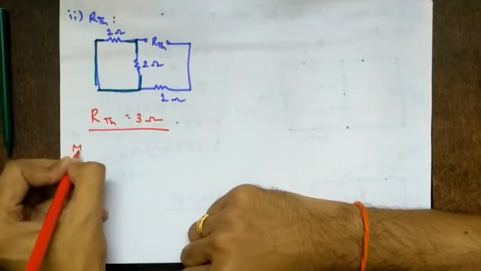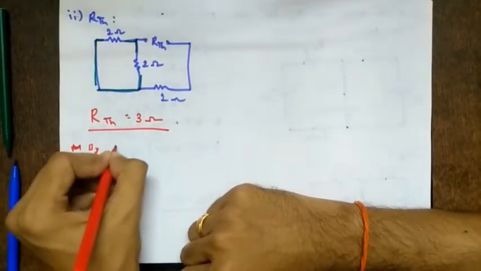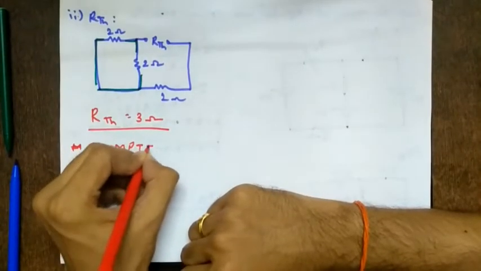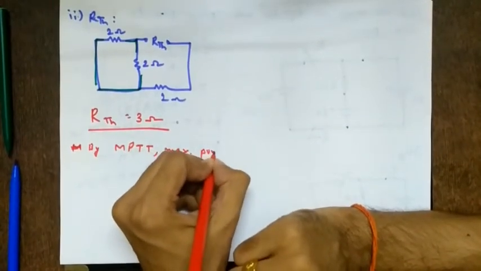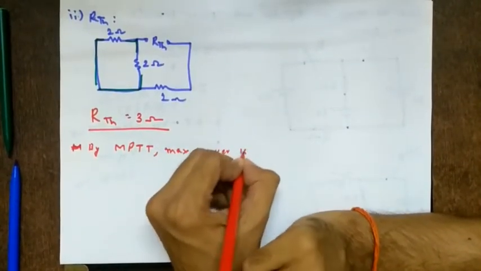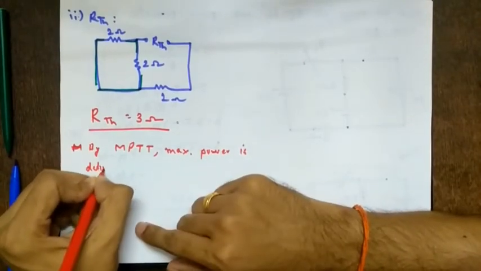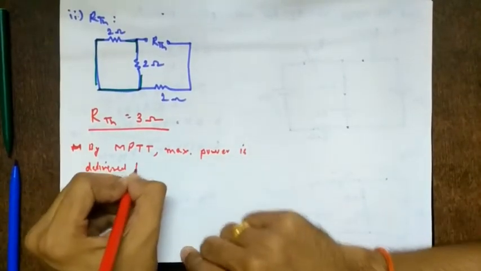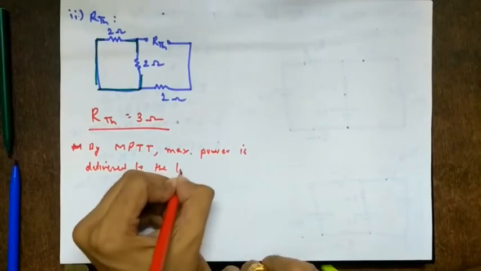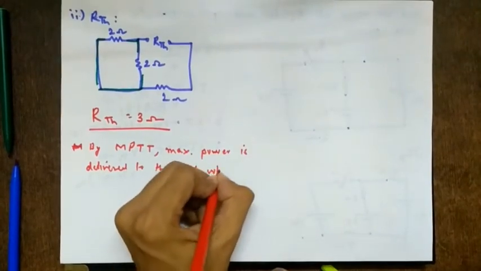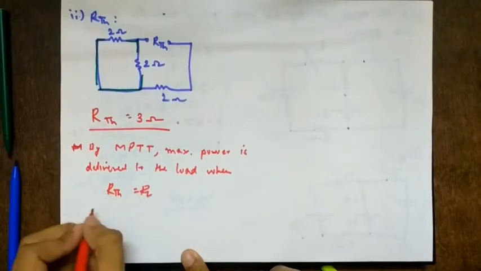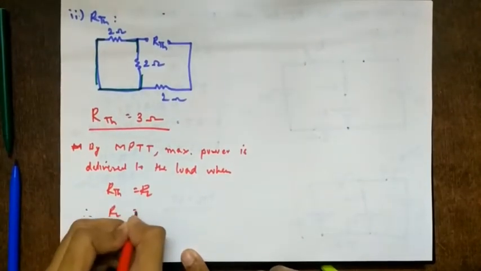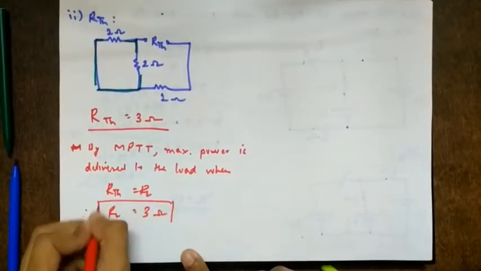So what will we say? By the maximum power transfer theorem, maximum power is delivered to the load when RTH equals RL. So therefore, what is RL? It is equal to RTH. So RL equals 3 ohms.